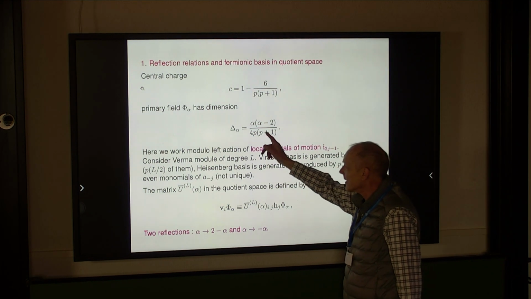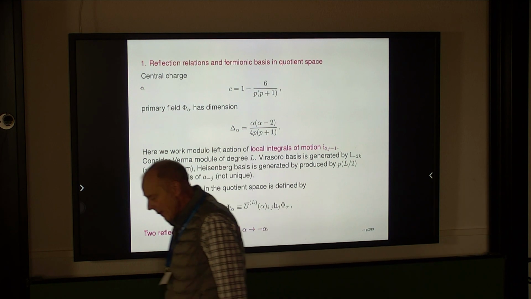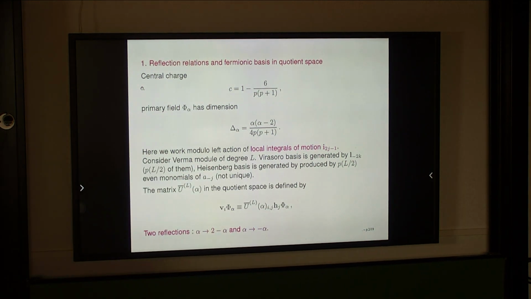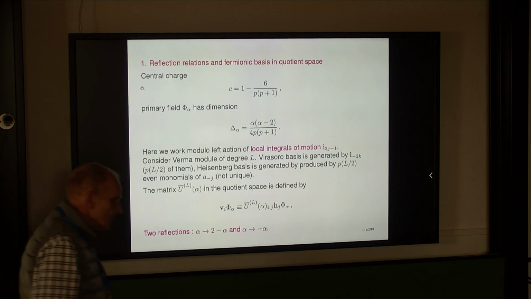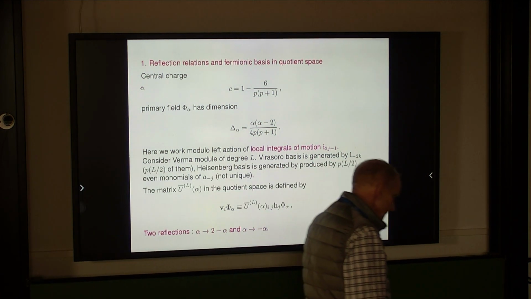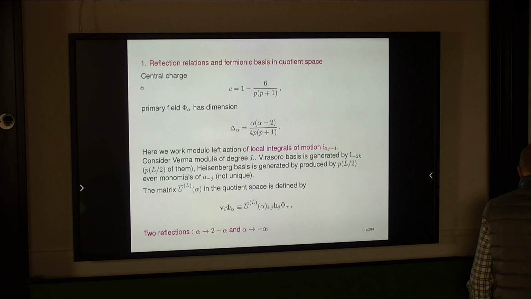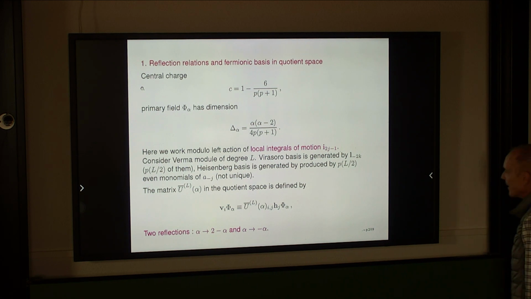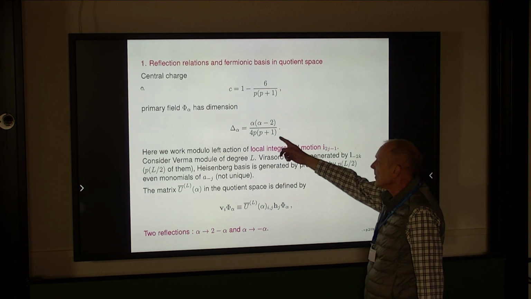And so, for scaling, I consider a primary field with arbitrary scaling dimension. Say you are doing the generalized minimal model, something like that. So this is the scaling dimension.